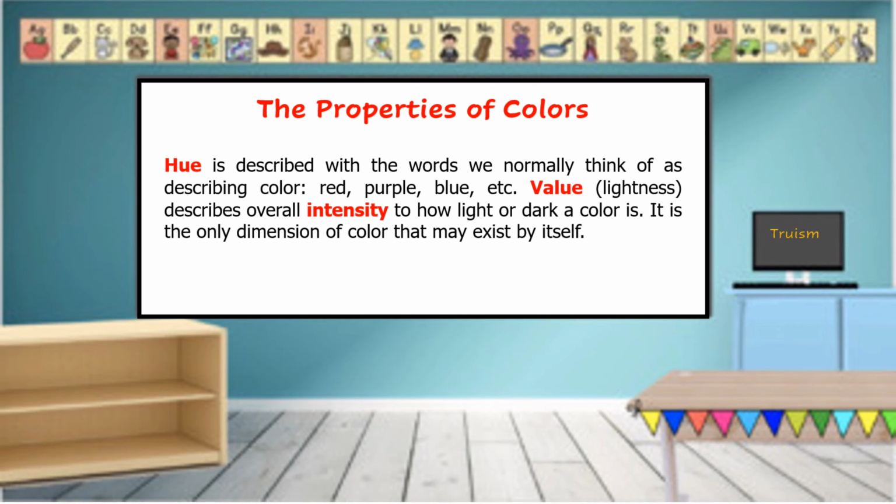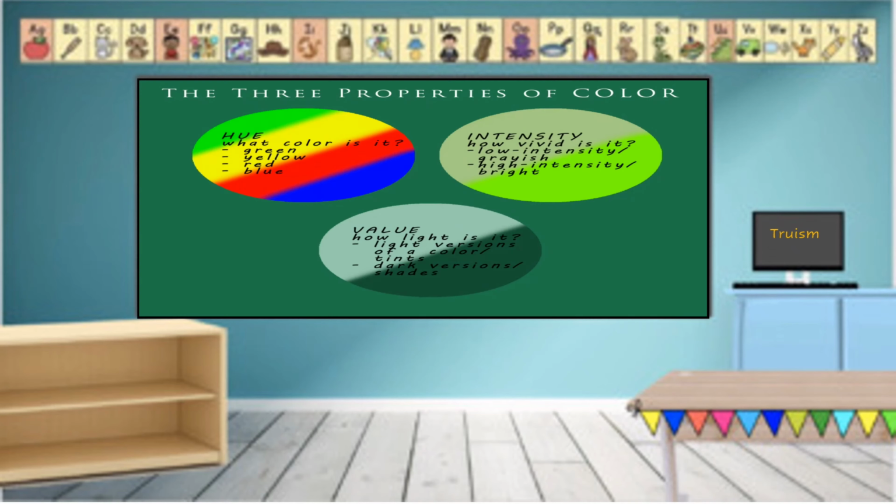And now for the properties of colors, we have the hue, value, and intensity. Hue is described with the words we normally think of as describing color. We have the red, purple, and blue. Value is the lightness that describes overall how light or dark a color is. It is the only dimension of color that may exist by itself. Take a look at the diagram and the color-coded charts that show the hue, value, and intensity.